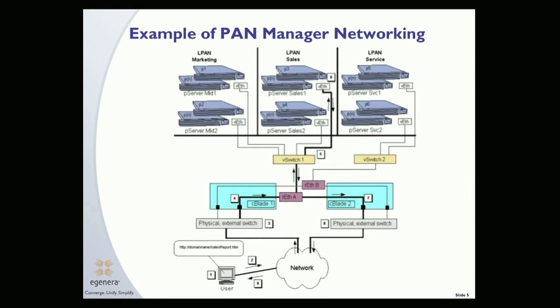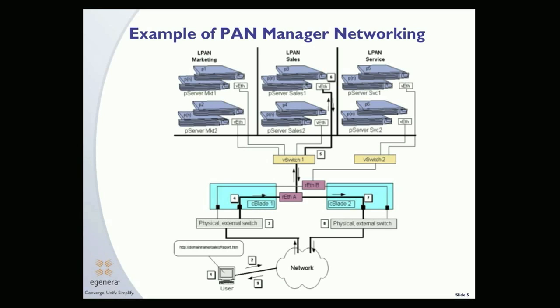In this slide we attempt to show you how servers in PAN Manager would connect onto the network. As you can see, we have three LPANs: marketing, sales and service. The marketing and sales servers are connected to virtual switch 1. They can communicate to each other over the converged fabric. The servers in the service LPAN are connected to virtual switch 2.